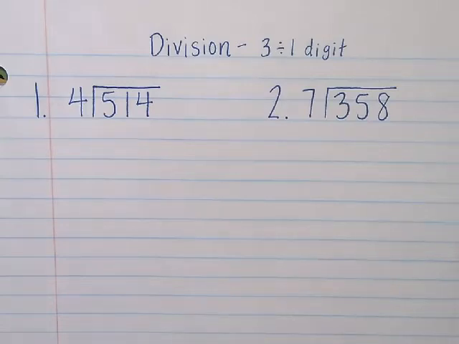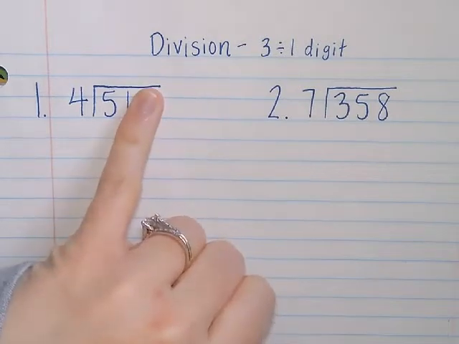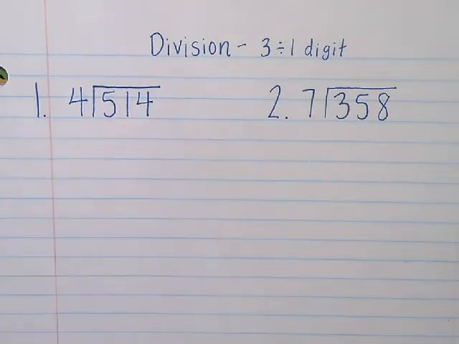Alrighty, I wanted to show 3 by 1 digit division using the standard algorithm. It is going to start the same way as 2 by 1 digit, except we now have an extra digit. So the process is going to be exactly the same. It's just going to look a little longer.